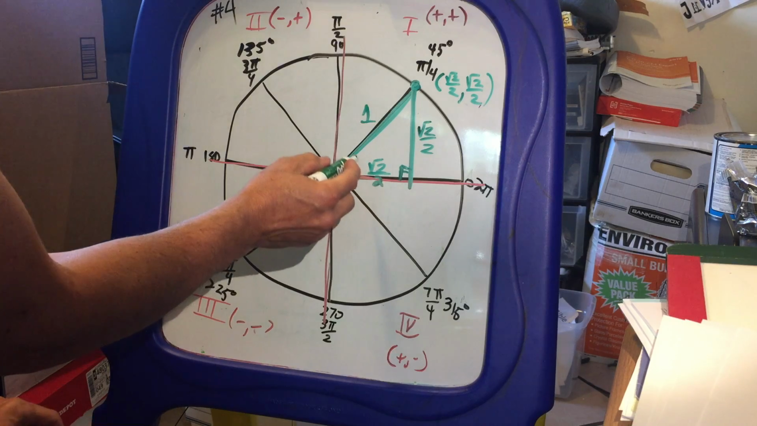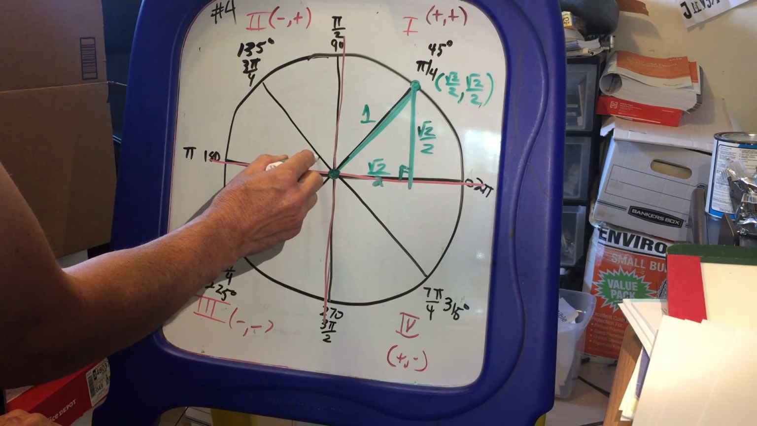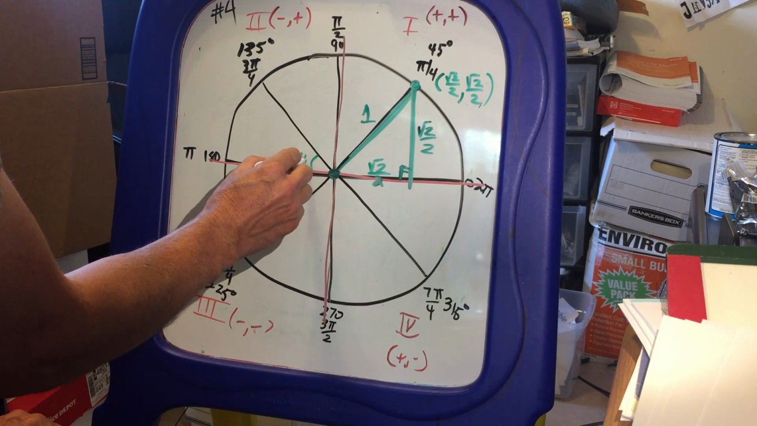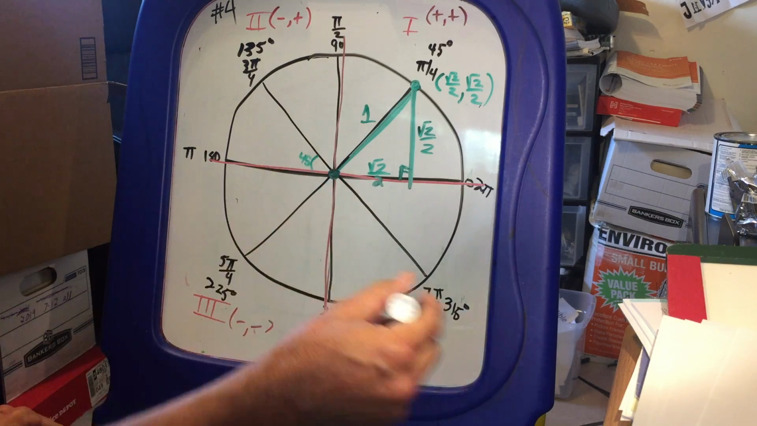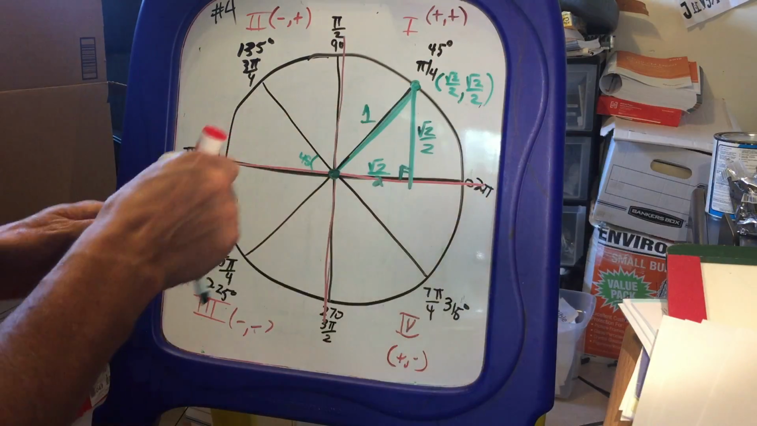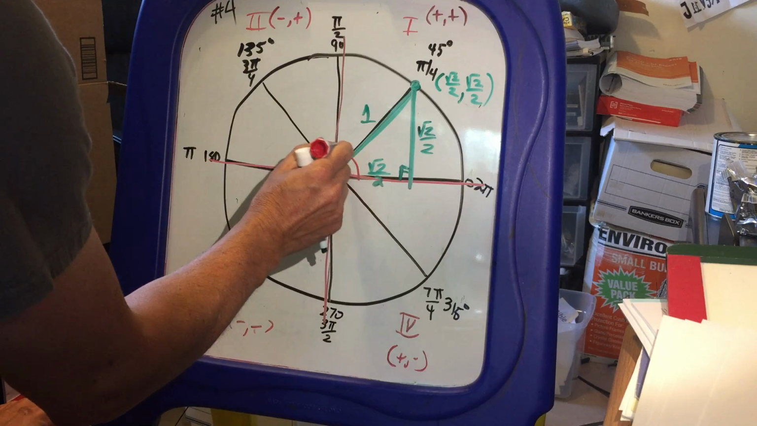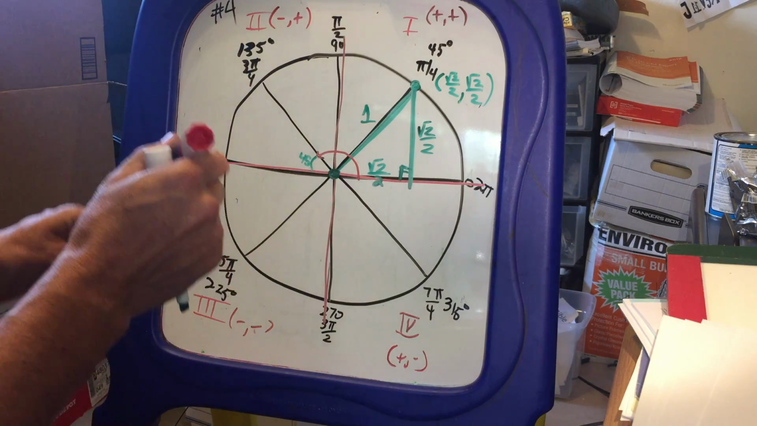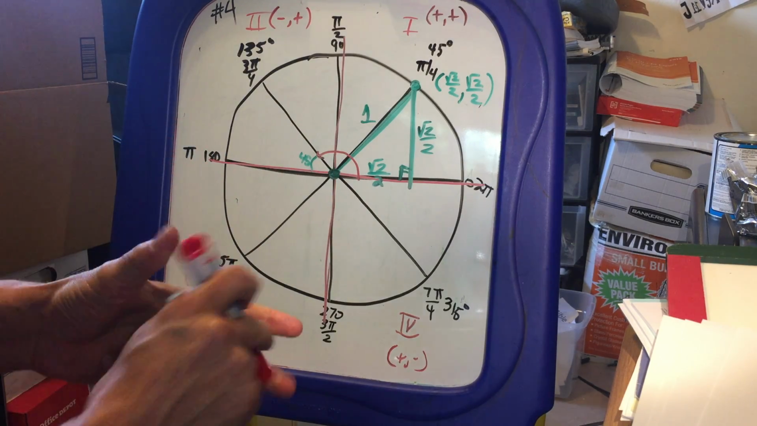Now this 45-degree angle is actually right here. This is 45. This is actually a 135-degree angle, isn't it? This is a 135-degree angle. See it right there? 90 plus 45. 135 degrees.